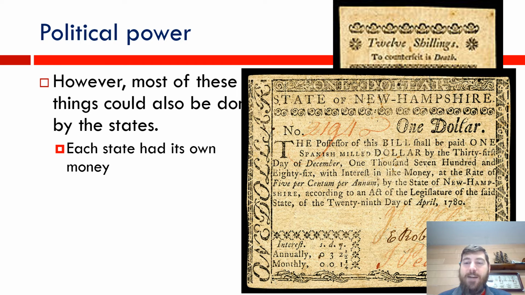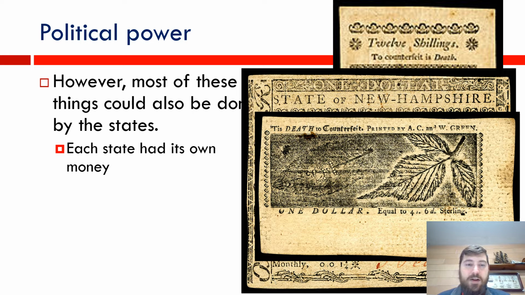Here's a state of New Hampshire piece of money. Notice that you can give this bill, this piece of paper, to the bank, and you will be paid one Spanish milled dollar. They will give you a gold coin. Back then, all paper money stood for actual gold and silver money. By the way, the Spanish word for money was dollar, and that's because Spain had a massive colony in Mexico and in Southern America that made a bunch of gold coins, and that's why America uses dollars today instead of the British pound sterling, because most of our coins were made in Spain.